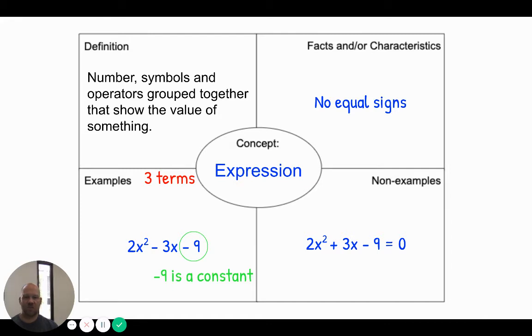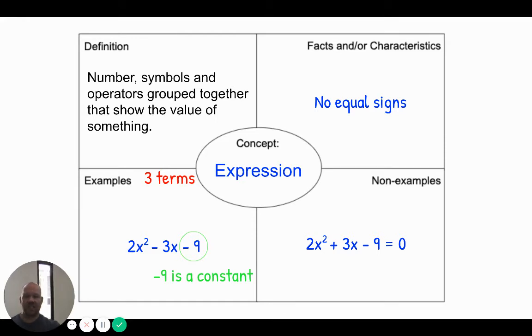All right, the second vocabulary word that you need to know is what a constant is. In this expression, of those 3 terms, the first 2 have variables. They both have an x in them. The last term does not have a variable. It's just a plain old number. Plain old numbers in algebra, we call them constants, because no matter what x equals, that last term is always going to equal negative 9 or minus 9. That's why we call it constant.